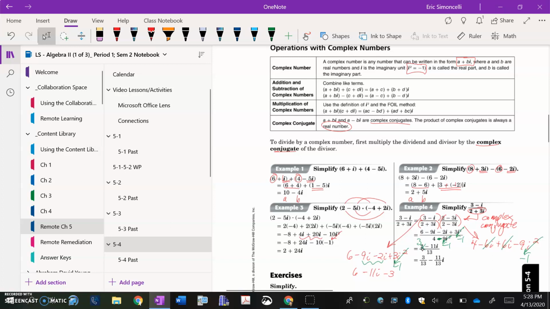Okay, so 3 minus 11i all over 13, and actually the answer does look good. So 3/13 minus 11/13 i. That's the standard form complex number.